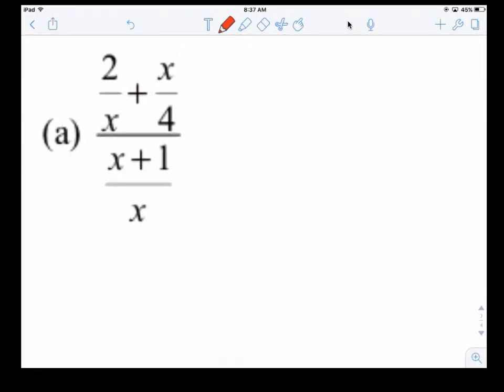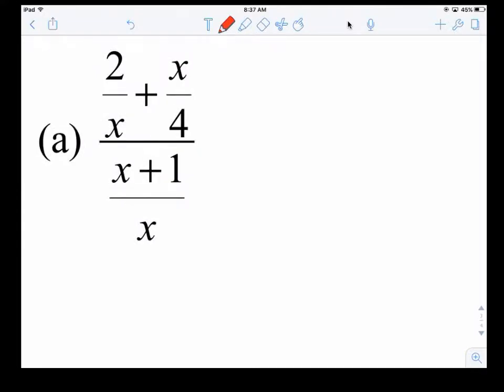Okay, so, excuse me. 2/x plus x/4 divided by x plus 1 over x. Based off of that, what would my common denominator be between all three fractions that I have? 4x, right? So if I wanted to put both of these together, I'd have to multiply this by 4 and that by x. And same thing here: this has a denominator of x, so I'd have to multiply it by 4 so that it's the same.